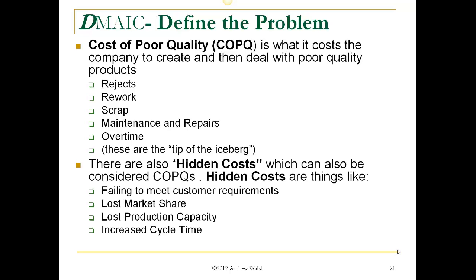There are also hidden costs, which can also be considered costs of poor quality. Hidden costs are things like failing to meet customer requirements. How many of you have been in a restaurant and got very poor service and didn't come back? That was hidden from them. Lost market share, lost production capacity, increased cycle time. It should be important to remember that the ice hidden below the surface is the ice that really sunk the Titanic.